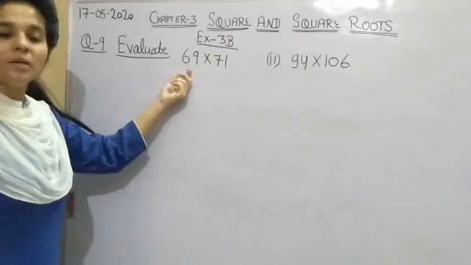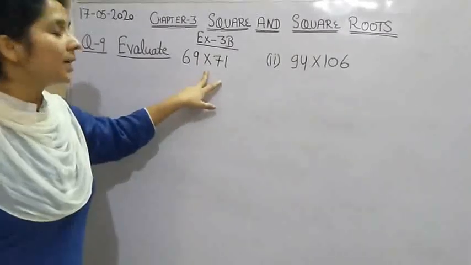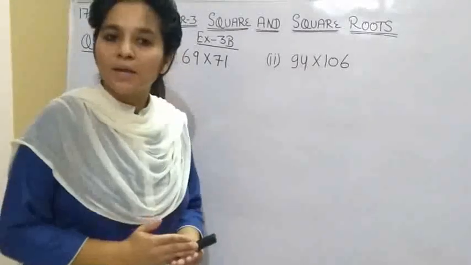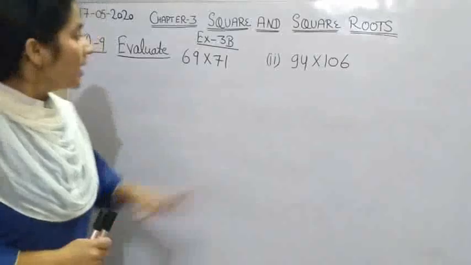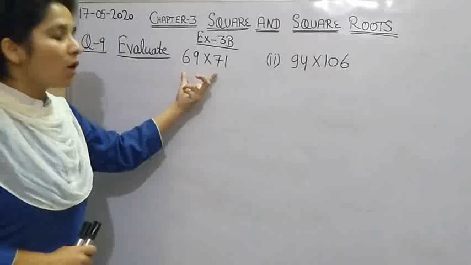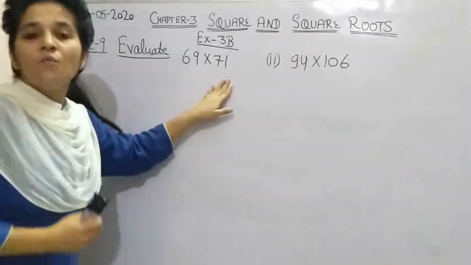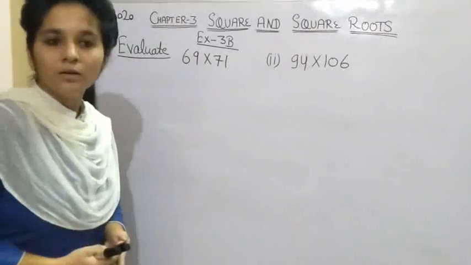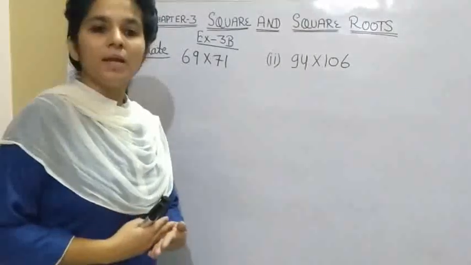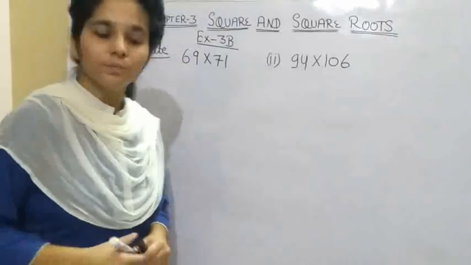We have two numbers with multiplication, that is 69 multiply 71. Without taking the multiplication, we have to solve 69 multiply 71. To solve it, we can apply the formula. The formula is (a minus b)(a plus b) is equal to a square minus b square.